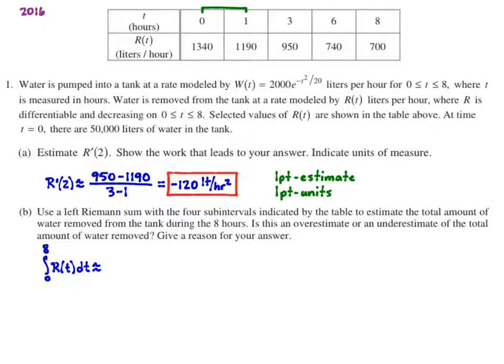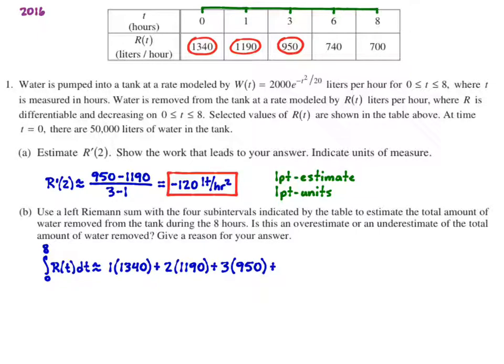The width of the first one is 1, so 1 times the left Riemann sum would be 1340, and then plus the width of the second subinterval, which is 2, and then times the left-hand value there, 1190, plus the width of the third one, which is 3, because the distance from 3 to 6 is 3, and then times the left-hand value, which is 950, and then plus the width of the last one, which is 2, times the left-hand value, which is 740.